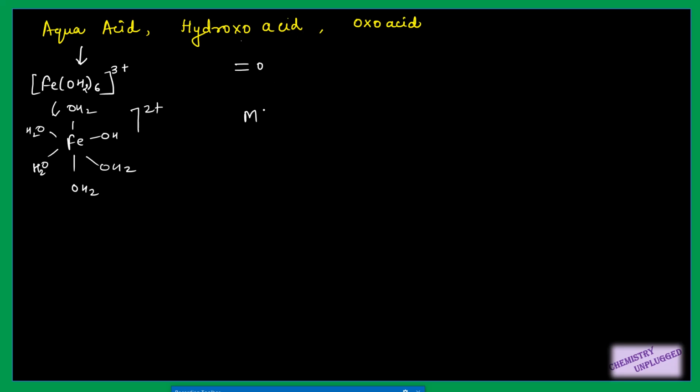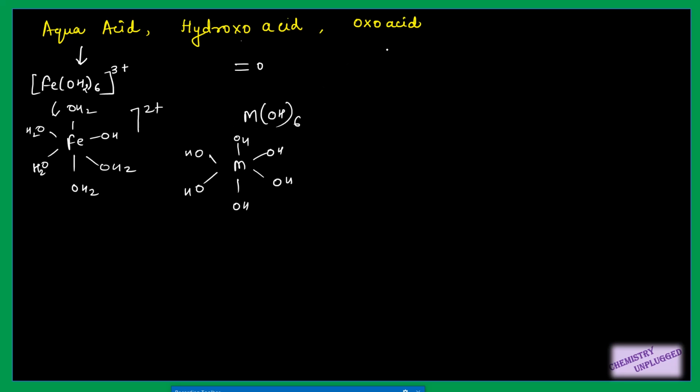Suppose you have a metal and all are OH in it, right? It is attached with all OH. There is no double-bonded O. This is the structure, and its acidic nature is due to the proton donation from this OH.